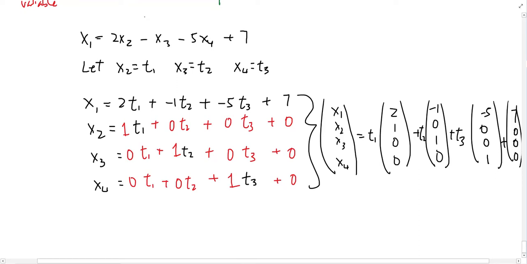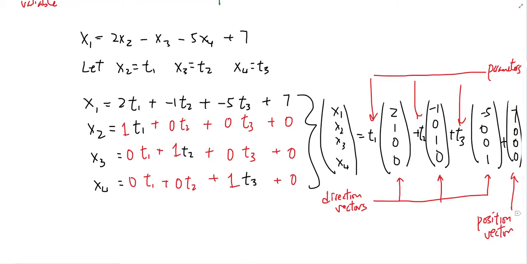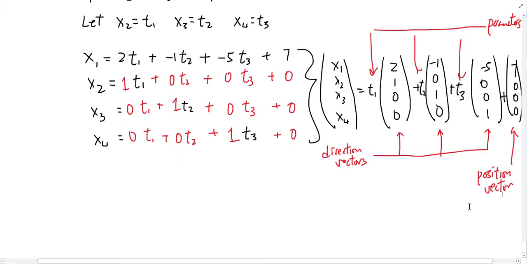Notice that it has 3 direction vectors. These are the direction vectors. These are my parameters. What is this last one right here? This is our position vector. And since we have 3 parameters, 3 direction vectors, this is a 3-plane, which basically means that it's a hyperplane in R4.